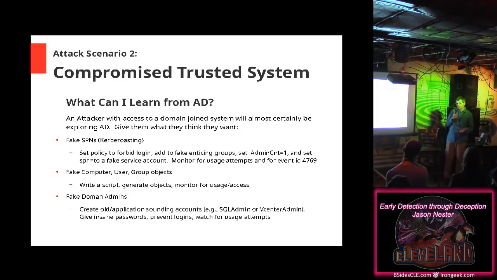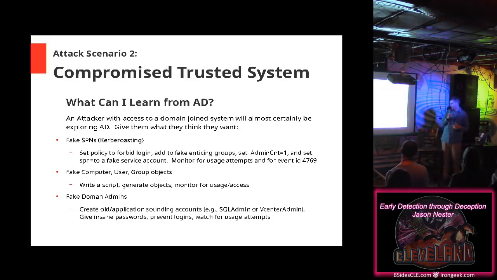Same thing with group objects. You have ADM endpoint that gives local admin access to your endpoints. Have an ADM underscore endpoint. Have an admin underscore endpoint. Put your fake users in those. And it's all a matter of muddying those waters up so they're not sure which ones are actually in use.